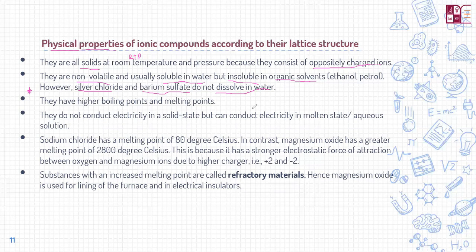Because the electrostatic forces of attraction between the ions in an ionic lattice are greater, they have higher boiling points and higher melting points, only because of the strong electrostatic forces of attraction. Lots and lots of energy is required to break their bonds, which is why they have a higher boiling point and higher melting point.